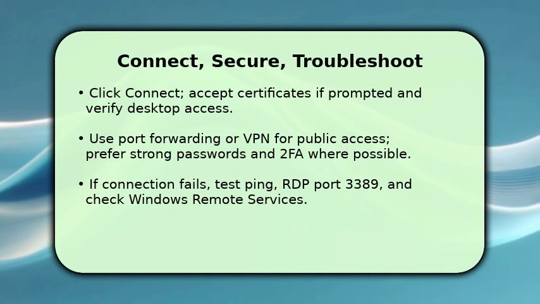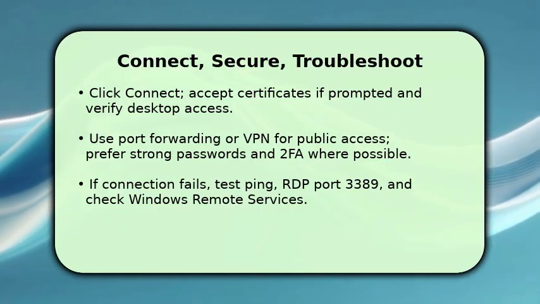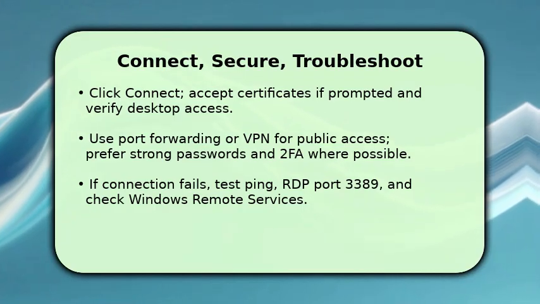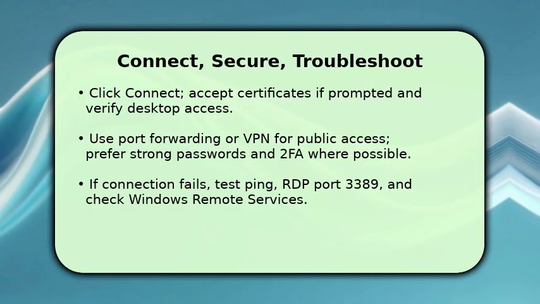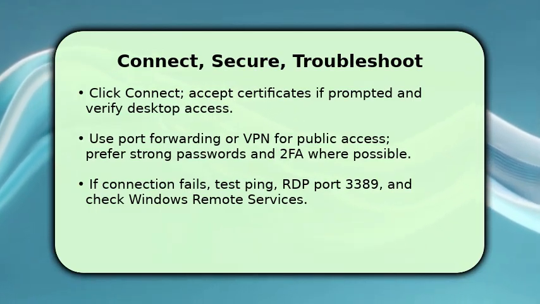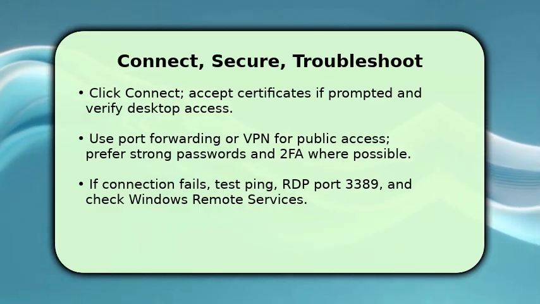You're ready to connect. Select the saved PC and press Connect, accept any certificate prompts, and confirm you can control the remote desktop. For remote access over the internet, use a VPN or configure router port forwarding to TCP 3389 only if necessary, and secure the account with strong passwords and two-factor authentication.